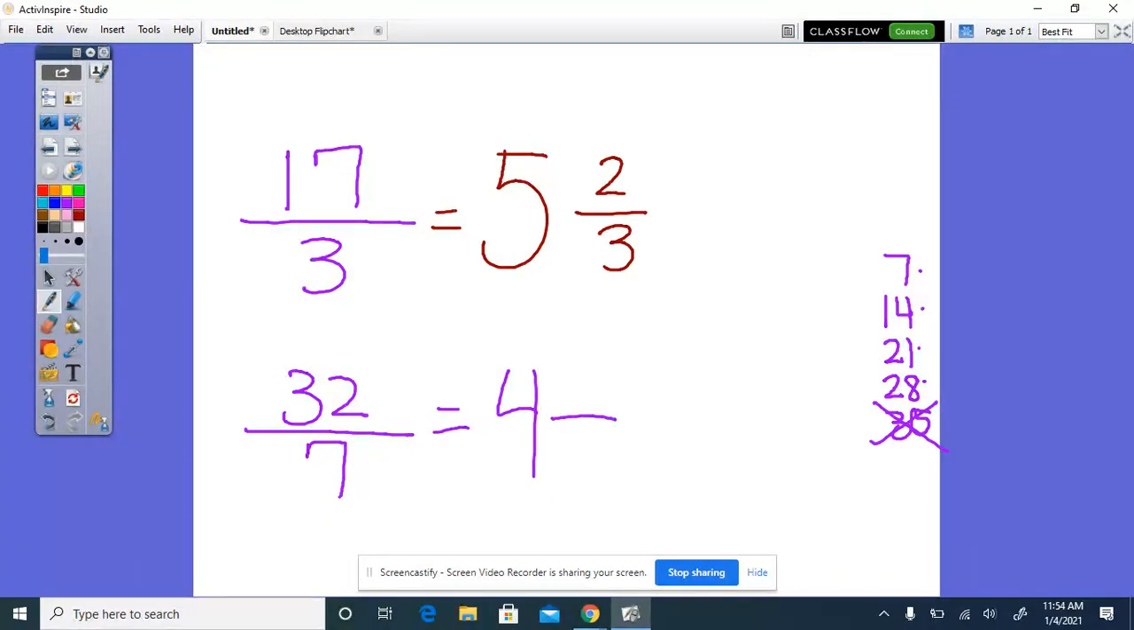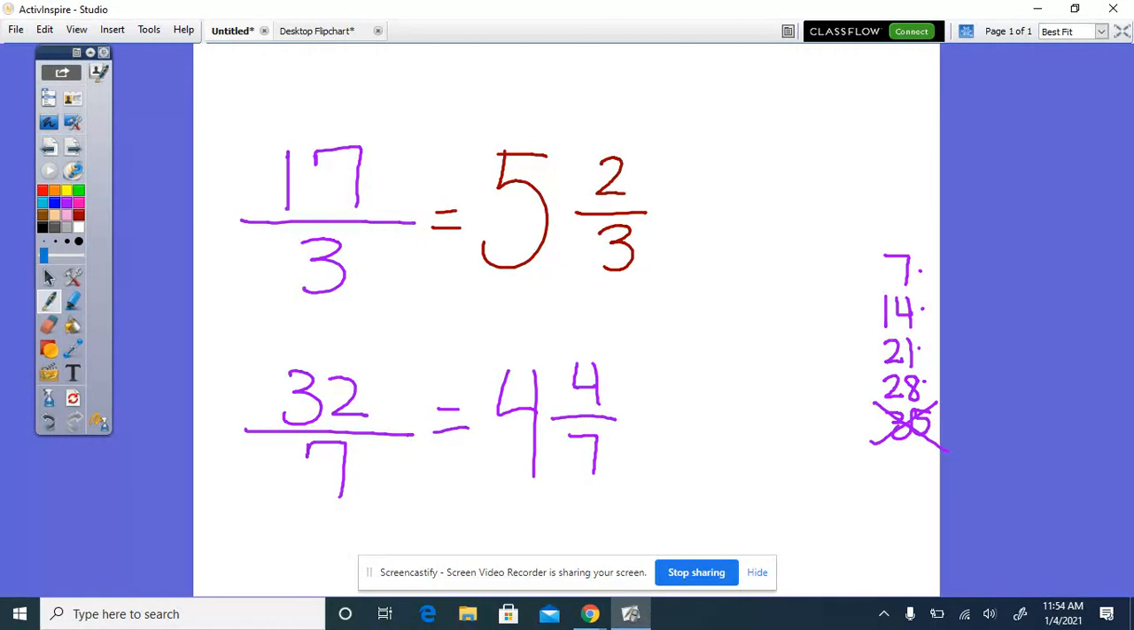So I need to ask myself, how many do I have left over? If 7 goes in only up to 28 and I have 32, find the difference. Difference meaning subtract. 32 minus 28 is 4. Keep the same denominator.